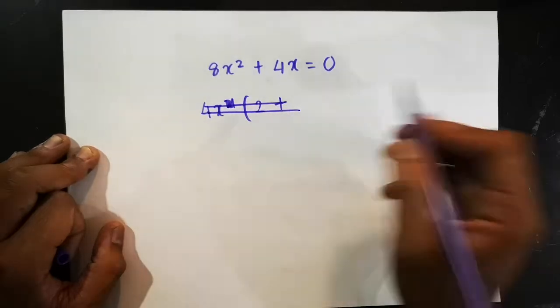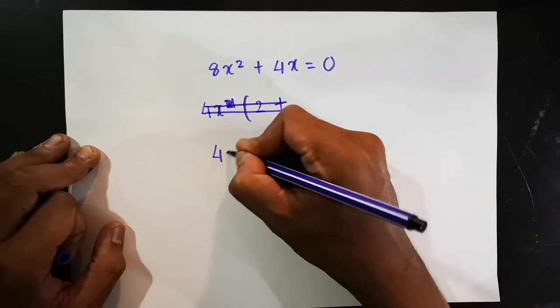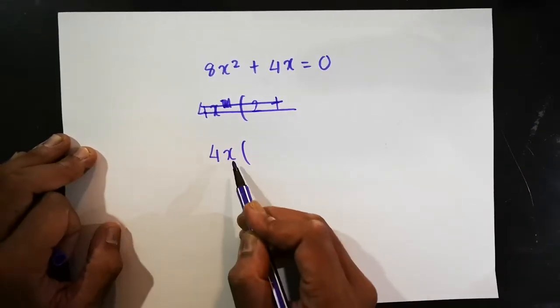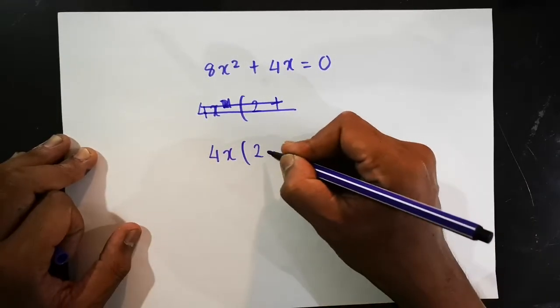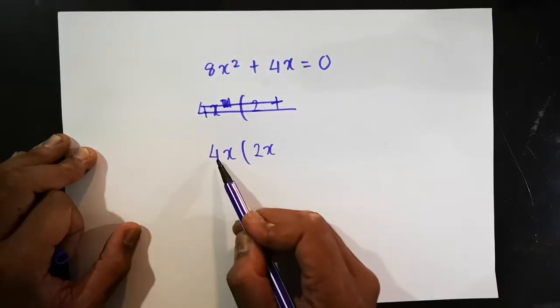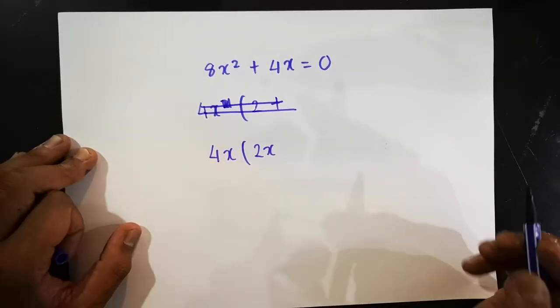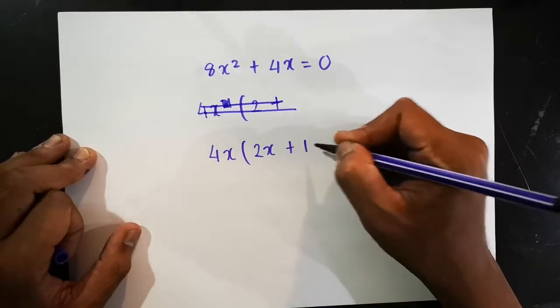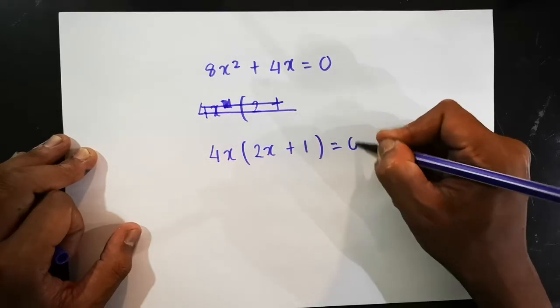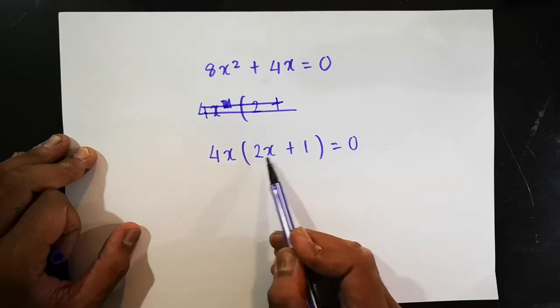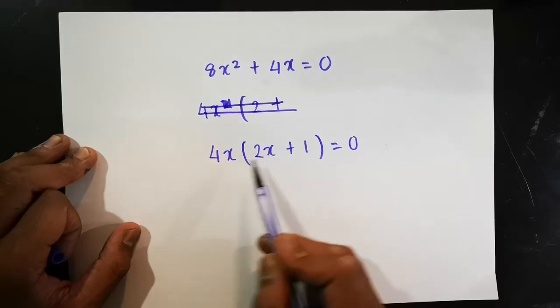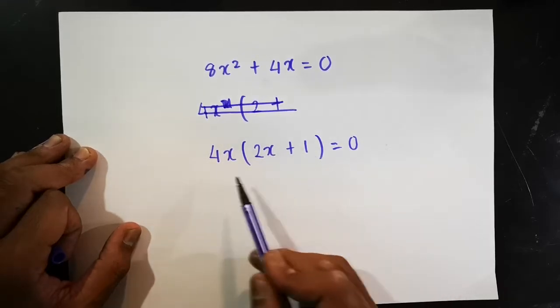I will repeat this again. Okay, take out 4x, right? 4x multiplied by what? You get 8x squared. You multiply by 2x. Okay, 4x multiplied by what? You get 4x. It is 1, right? Then equals 0. So you check back. Do you get the same thing? 4x times 2x, you get 8x squared. 4x times 1, you get 4x.